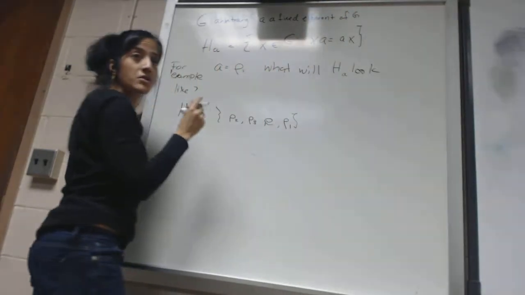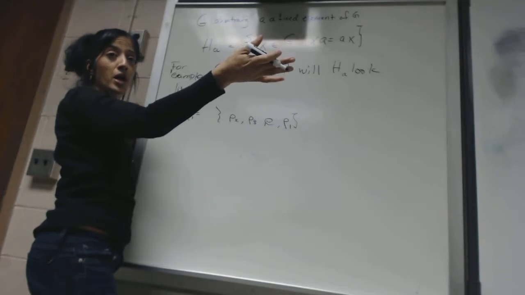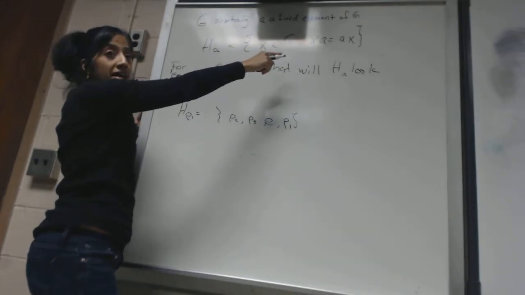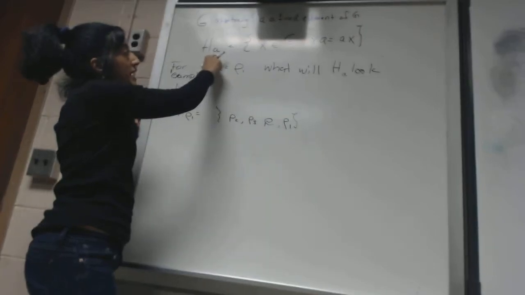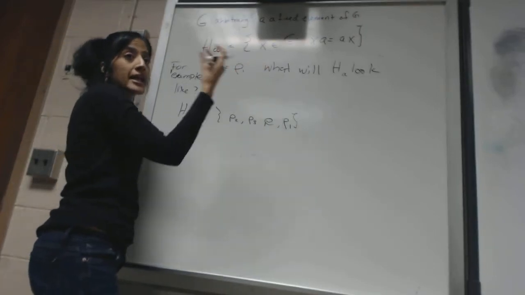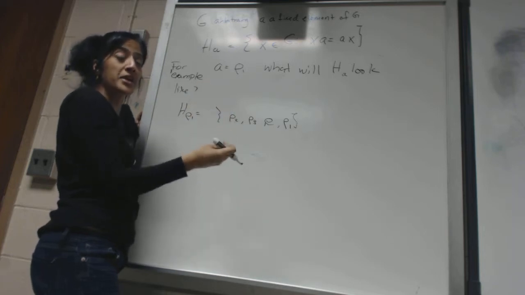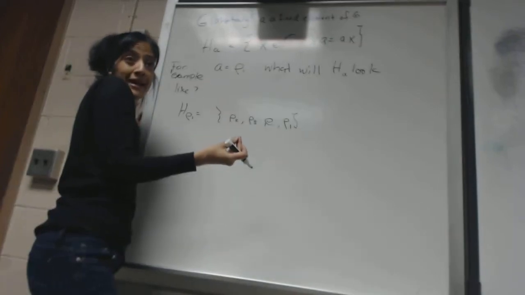Right, in your problem, in number 51, this is the set. In this problem, I asked myself, can I take a group G? Can I come up with an example of a group G and an element A and create this H_A so I can see what it might look like?